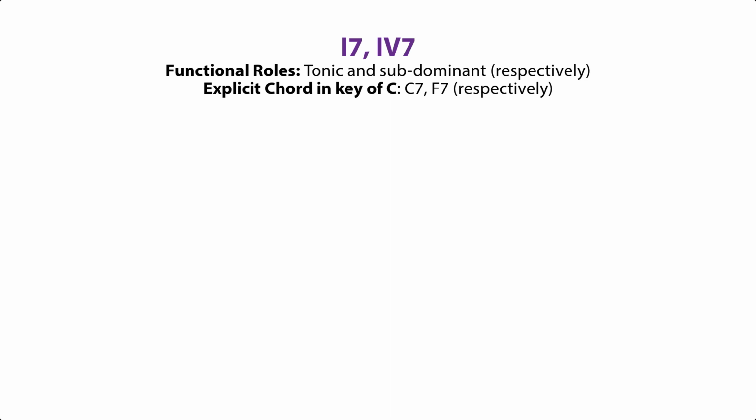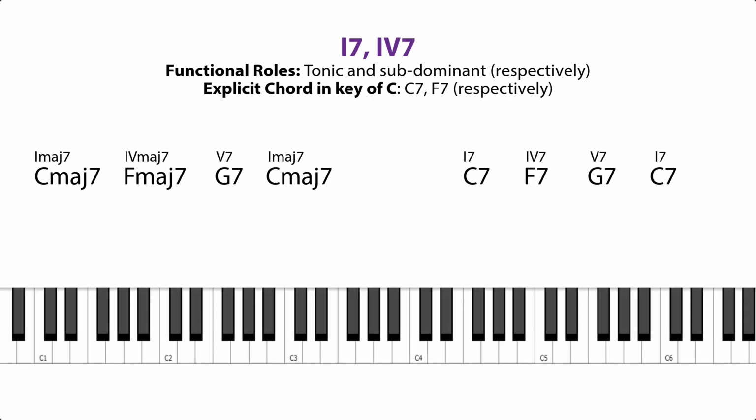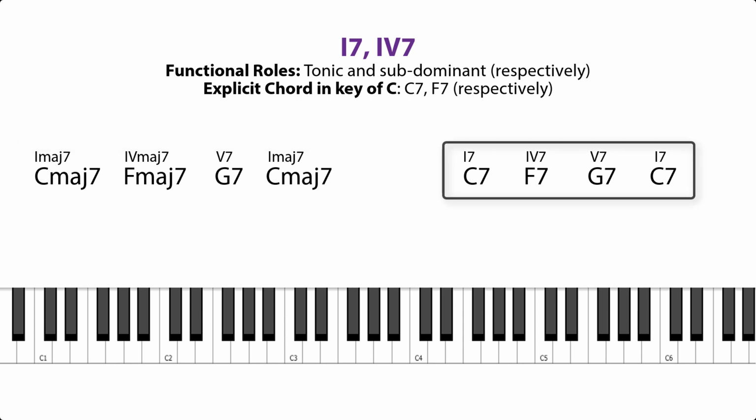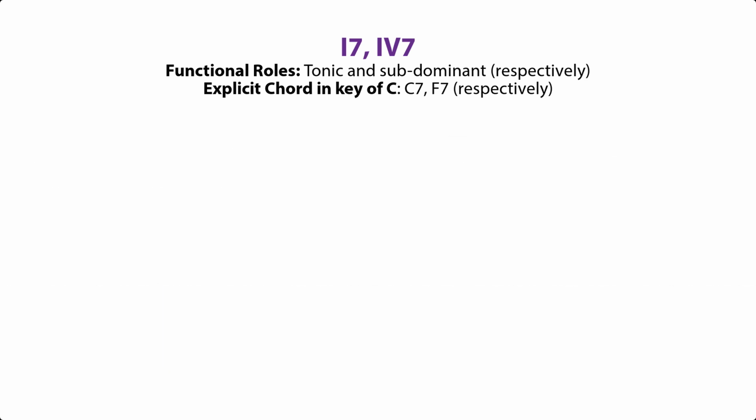So for example, if you're playing a C major 7 to an F major 7th to a G dominant 7th to a C major 7th, you could instead play a C dominant 7th to an F dominant 7th to a G dominant 7th and back to a C dominant 7th. It would sound like this. This gives a sort of bluesy Gershwin type feel to the progression.